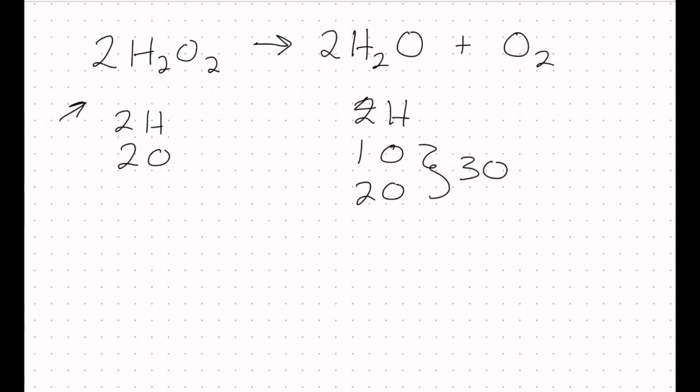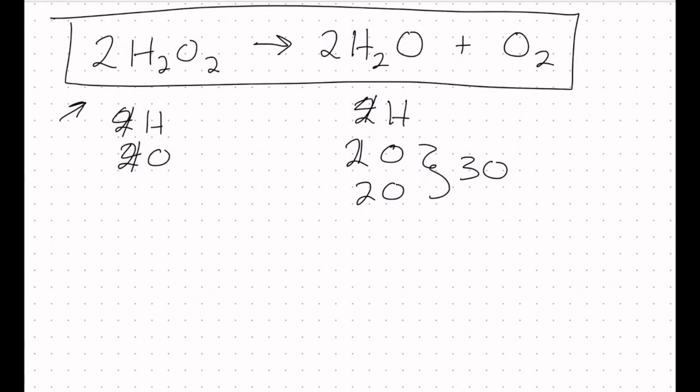So we now have 4 hydrogen. Over here we have 4 hydrogen. We have 4 oxygen. So that's 2O and 2 oxygen. We now have 4 oxygen on this side. We have a balanced equation. So this is our final balanced equation. So you notice that from 2 hydrogen peroxide, we get 2 molecules of water and 1 molecule of oxygen.